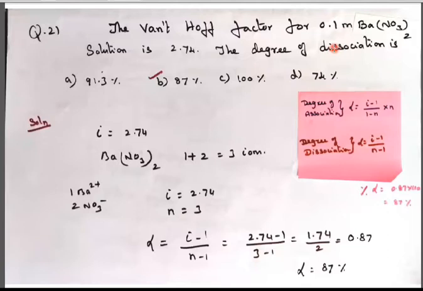Substitute this for dissociation. The formula is alpha is equal to (i minus 1) divided by (n minus 1). For association, the formula is inverted: (i minus 1) divided by (1 minus n) into n. For dissociation, alpha is equal to (i minus 1) divided by (n minus 1). The i value is 2.74 minus 1, divided by the number of ions, 3 minus 1. So 1.74 by 2 is equal to 0.87. In order to get a percentage, multiply by 100: 87%.